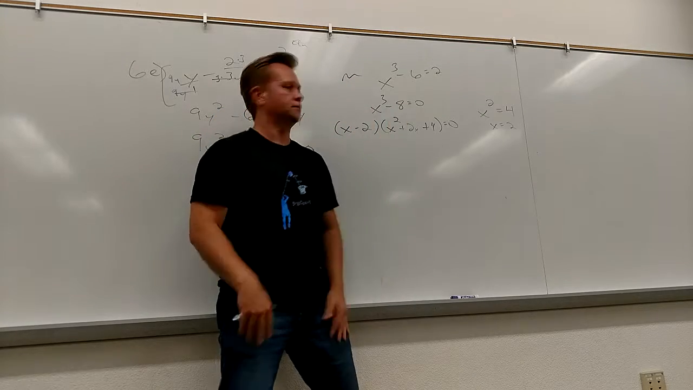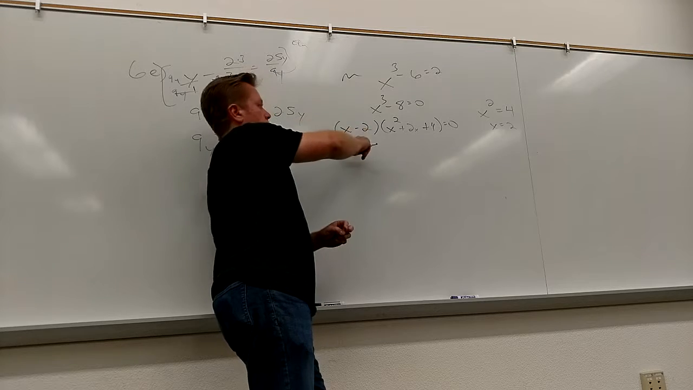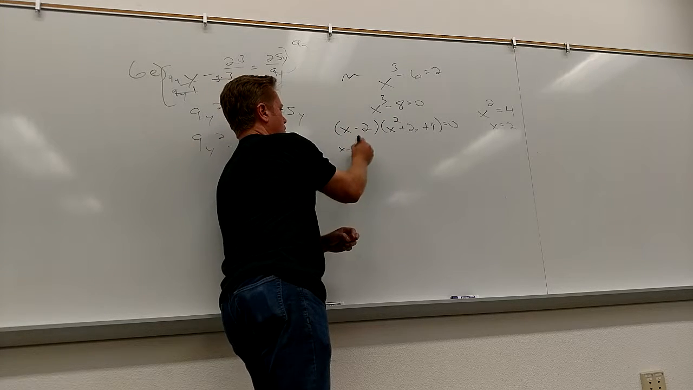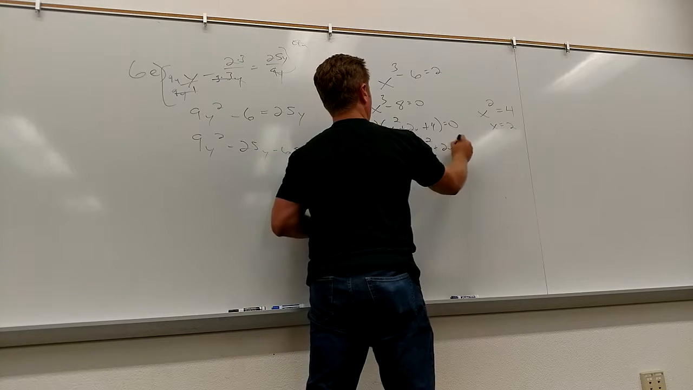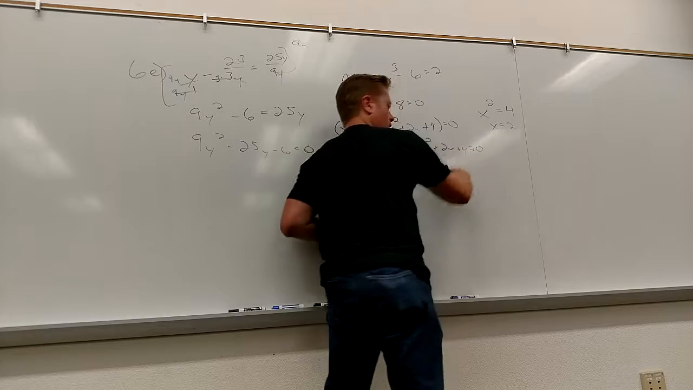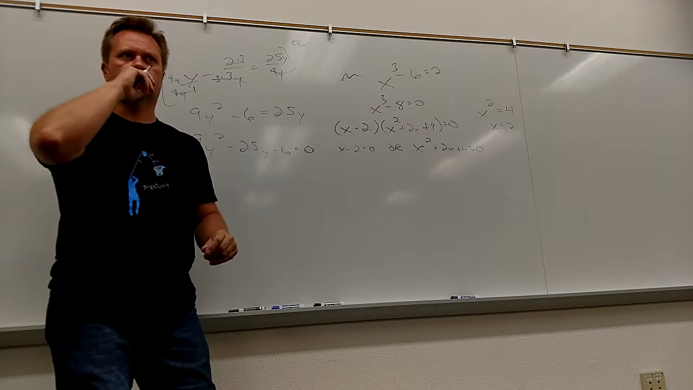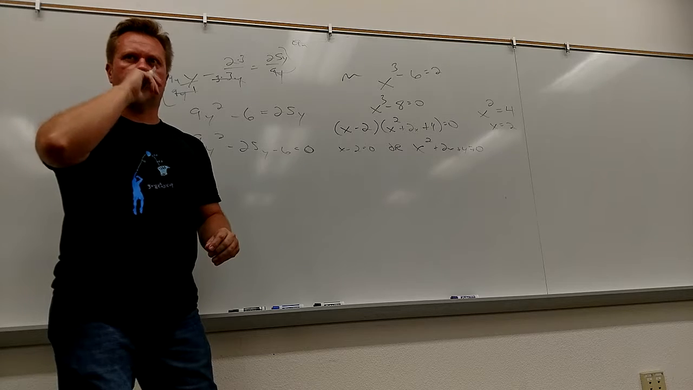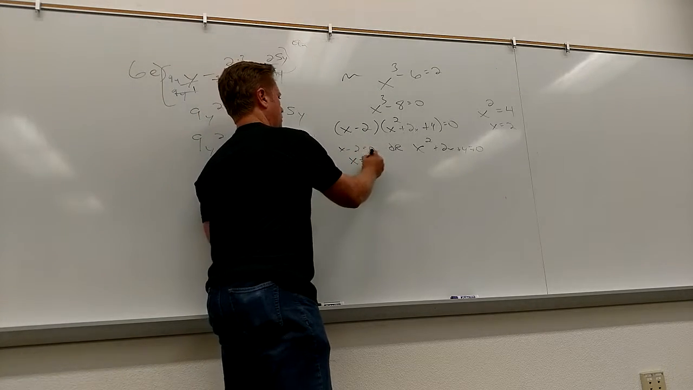I don't know. Sure. So x equals 2 is an answer, right? x minus 2 equals 0. Or this should equal 0. And what kind of answers do you think you're going to get from this? Complex. You're going to get 2 complex answers. So x equals 2.